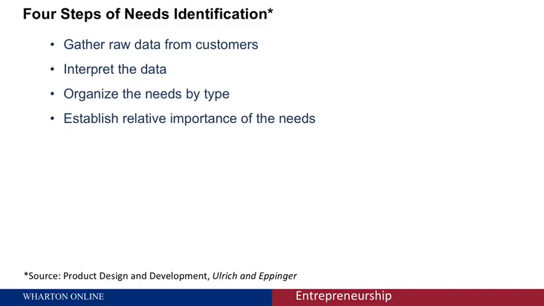If you think about user research, there's really 4 simple steps involved in it. The first step is to gather raw data from customers about their needs. The second is to interpret that data. Next, we organize the needs based on different types that we observe. So we might observe multiple people repeat the same need in different ways, and we might organize them into different buckets. And finally, we establish the relative importance of these needs and identify which ones are the most pressing for the user.